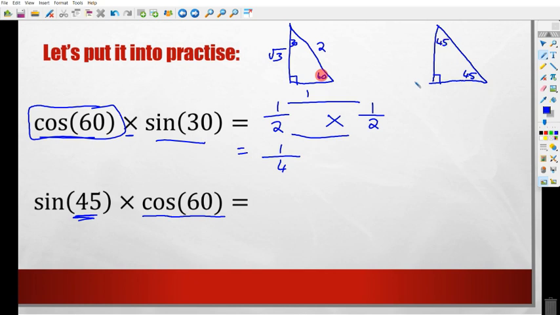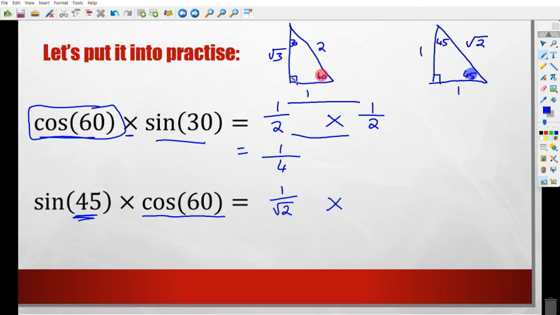45, 45. That's 1, that's 1, that's the square root of 2. So sine of 45, I'm looking at the 45 over there. You can use that one as well, it doesn't matter. Sine is opposite over hypotenuse, so it's 1 over the square root of 2.